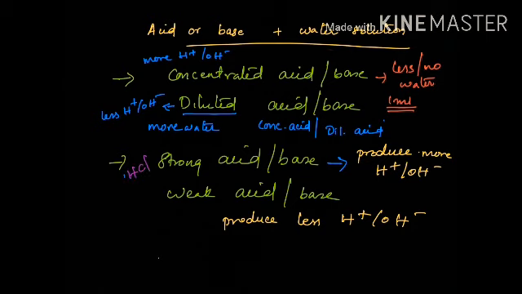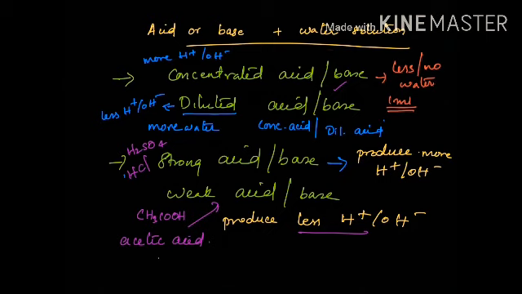Okay, HCl is an example for a strong acid. It can liberate a lot of H plus ions. H2SO4 is an example for a strong acid. It can liberate a lot of H plus ions. But CH3COOH, what do we call it? It is acetic acid. Acetic acid is a weak acid because it can liberate only fewer H plus ions. Okay, so hope you have understood.